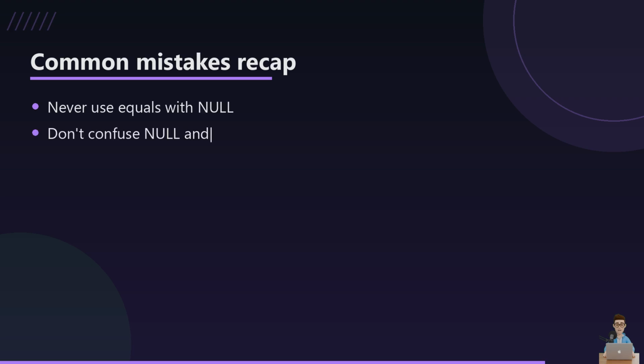Let's name the traps out loud so you dodge them. Using equals or not equals with NULL gives you silent empty results. Treating NULL like zero or an empty string gives you wrong logic. And forgetting that NULL spreads through arithmetic gives you broken totals. Spot these three and you're ahead of most people.